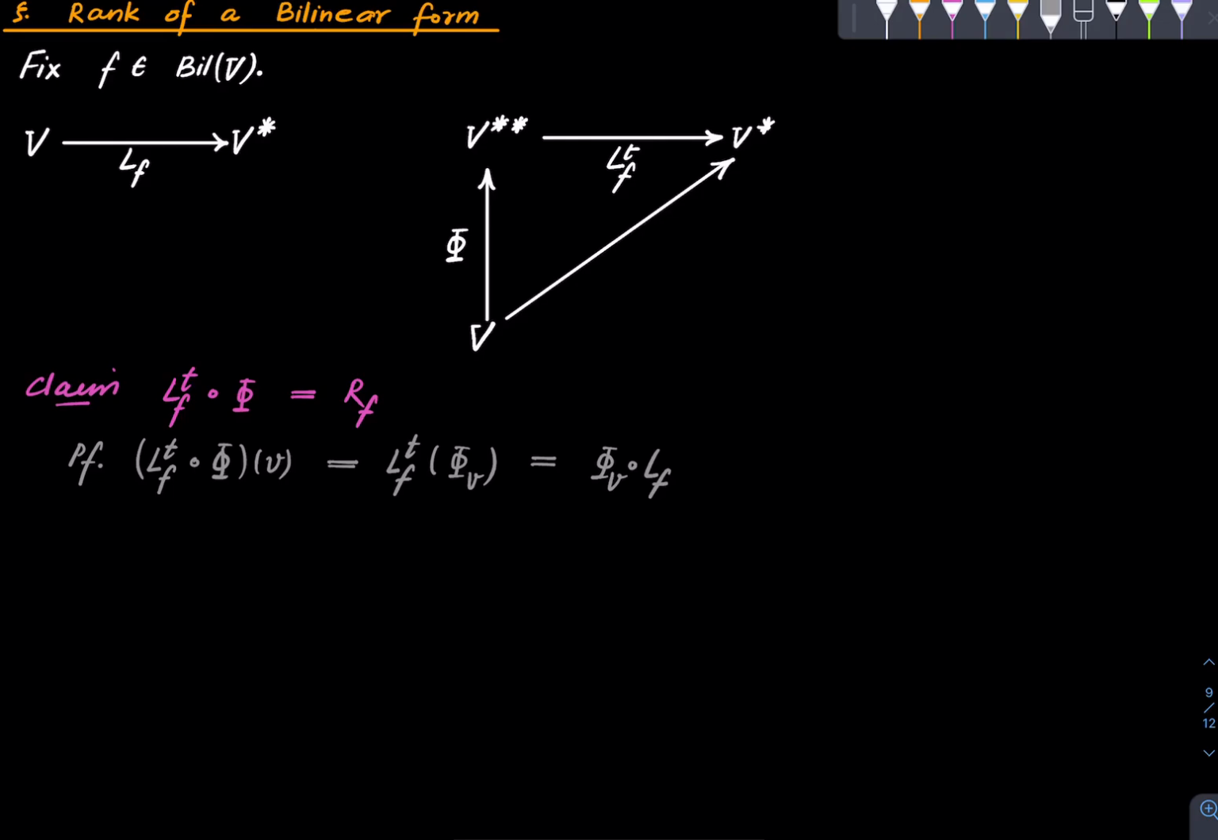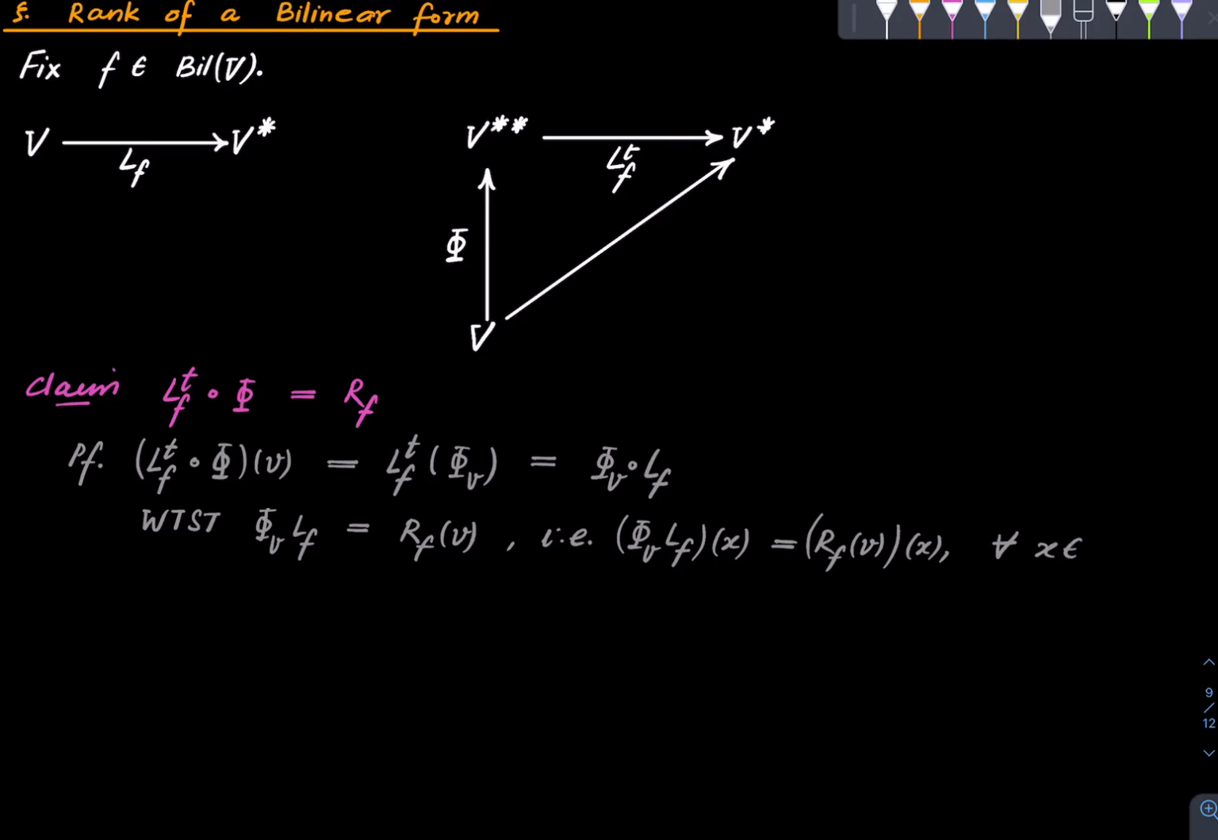So we want to show that this is same as RF v, which is to say that phi v LF of x equals RF v of x for all x in V. This is what we want to do. But phi v LF of x is, so this is a composite.